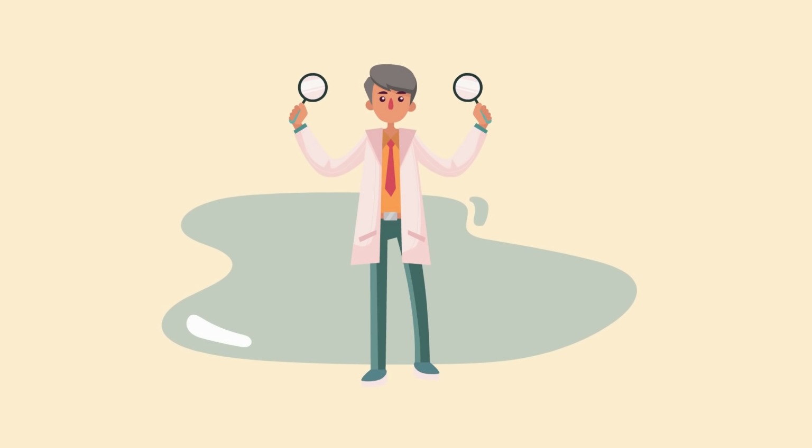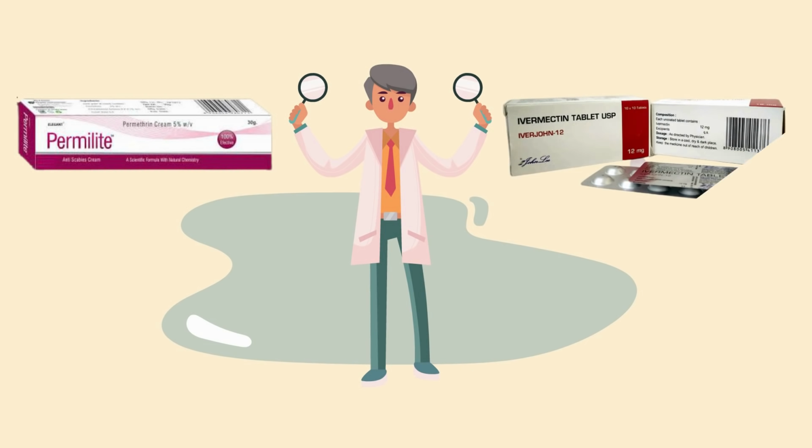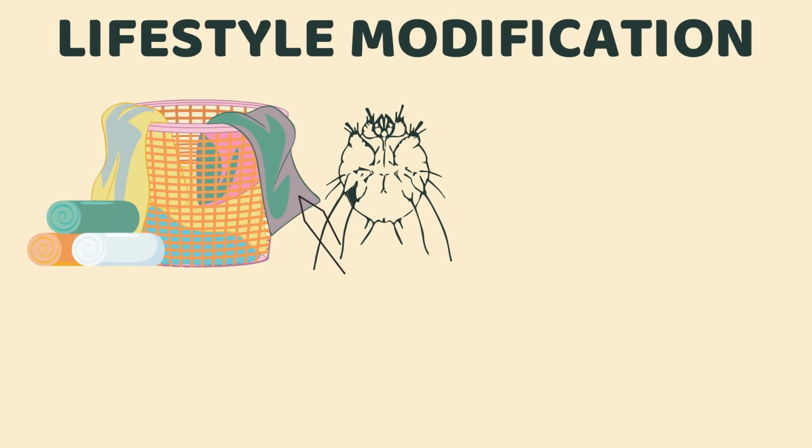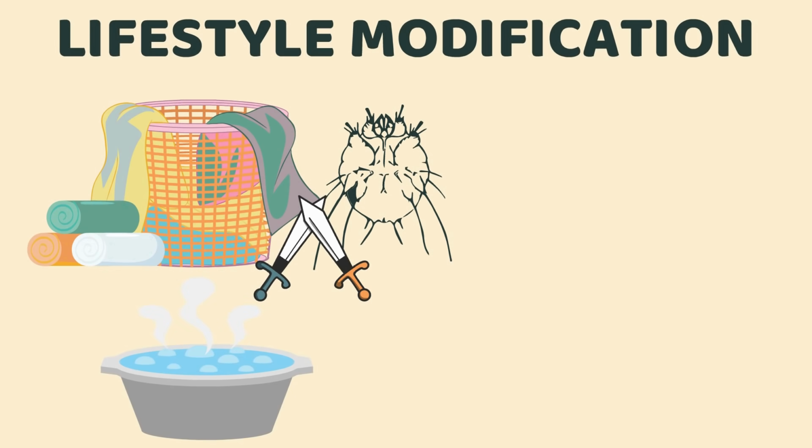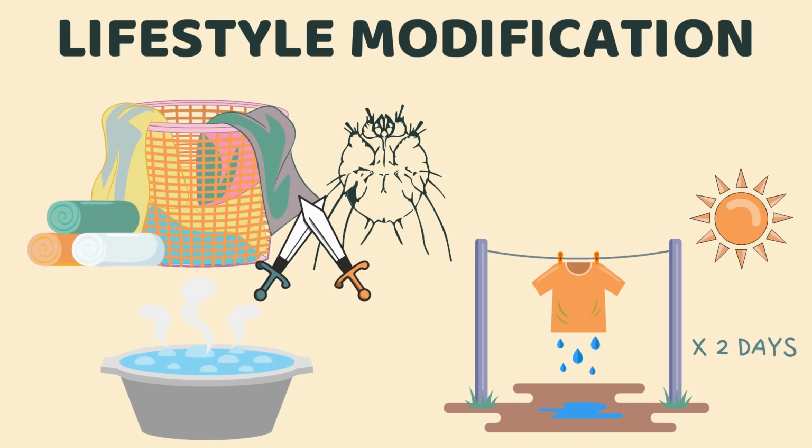In my experience as a dermatology resident, 2 of the most commonly used treatments for scabies are topical Permethrin 5% and oral ivermectin. Both have comparable efficacy and are generally very well tolerated. Now, let's look at some of the lifestyle modifications you should do to prevent scabies and its relapse. You need to kill all mites that may be present on your clothing, towels, and bedding by doing one of the following. Wash them in hot water and dry them in a hot dryer, or keep them in direct sunlight for at least 2 days.